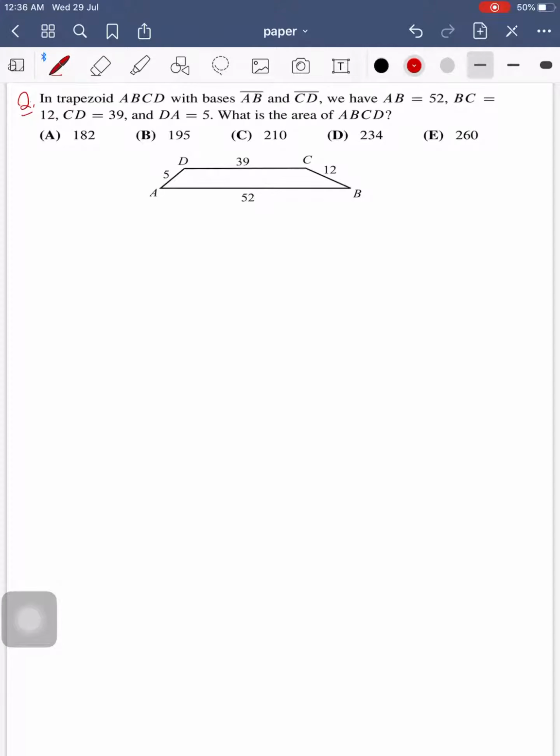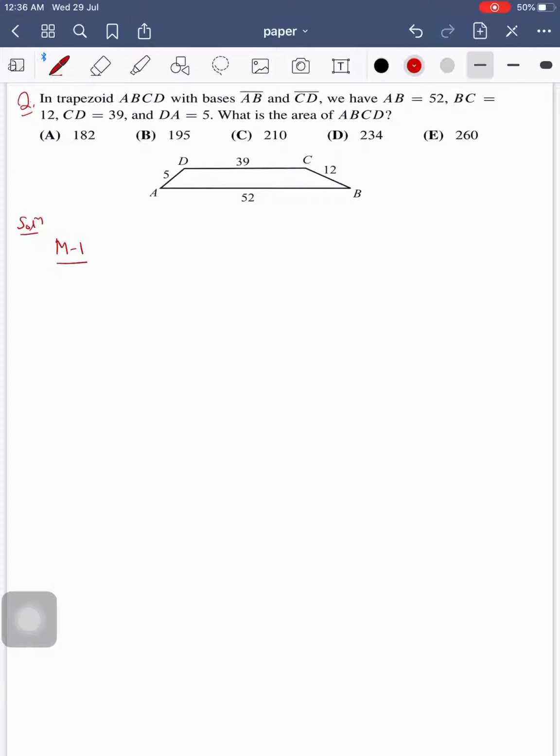Hello everybody. In this lecture I am going to solve a nice geometry problem. In this problem we are given a trapezium ABCD in which the lengths of all sides are given and we have to find out the area of the trapezium. There is more than one approach to solve this problem.